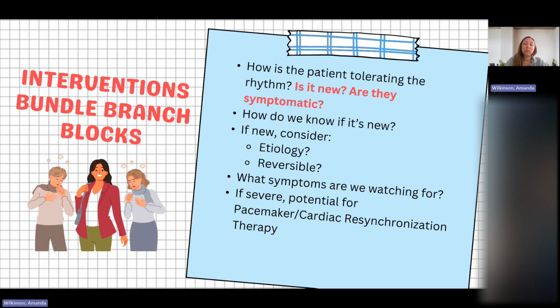So again, we don't just interpret the rhythm. We have to determine if it's dangerous for this patient. Is it new? And does it need some form of escalation?